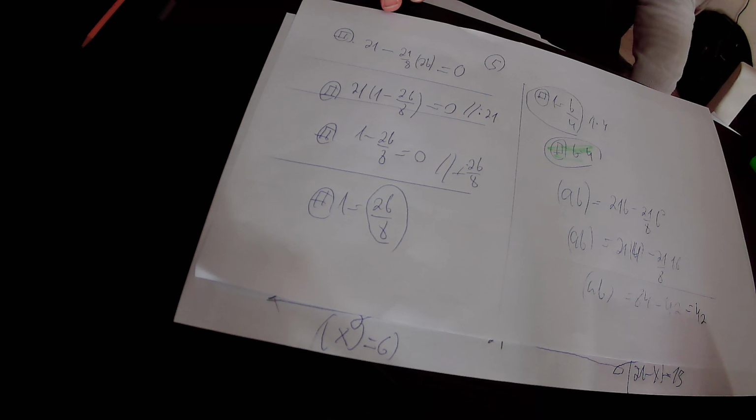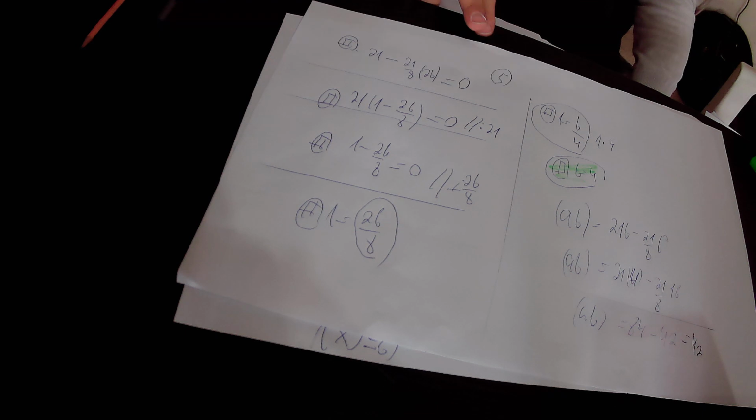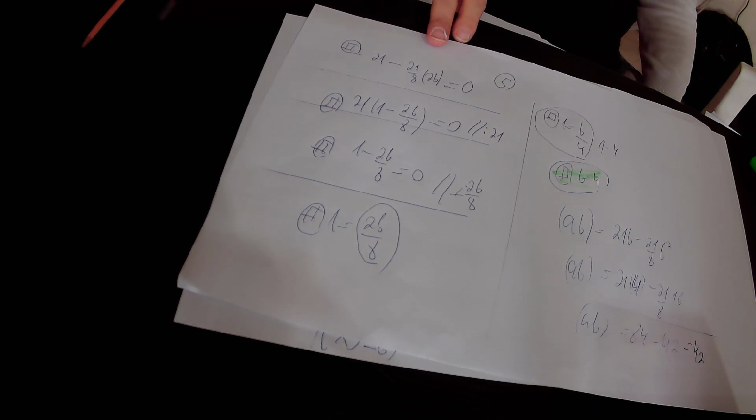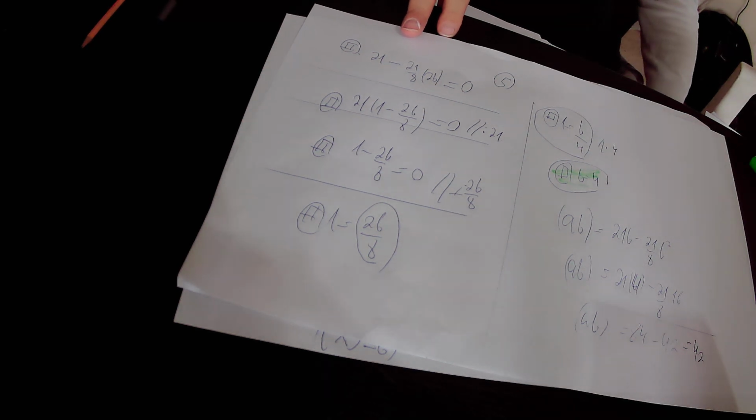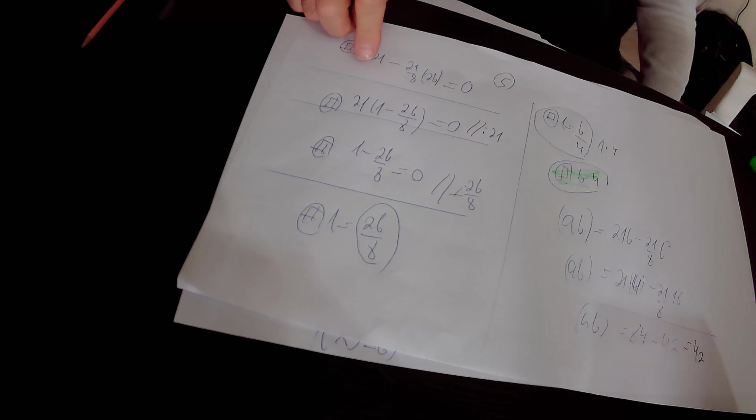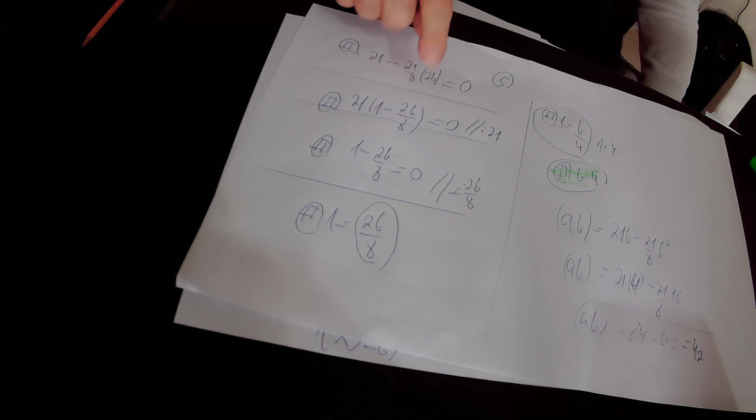Okay, so we solve this. We equate this derivative to 0. This way we find the extreme point of this area function. So here we have 21 minus 21 over 8 times 2B. We take 21 as a common factor out of these two expressions. What is left from 21 is actually 1, and what is left from the other expression is minus 2B over 8.